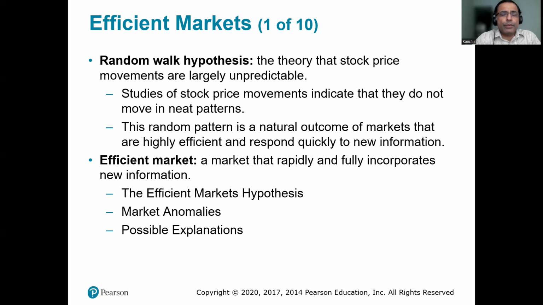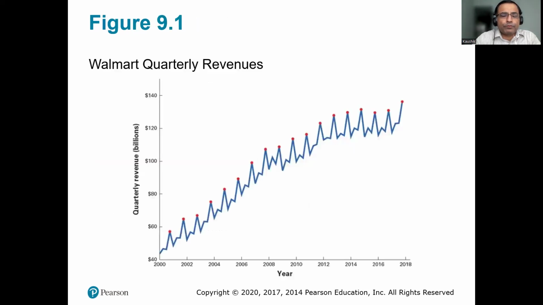This hypothesis means that stock prices are not trending in neat patterns, rather they are largely unpredictable. This happens because the market is highly efficient and it responds to any new information about the stock. So we look at an example.